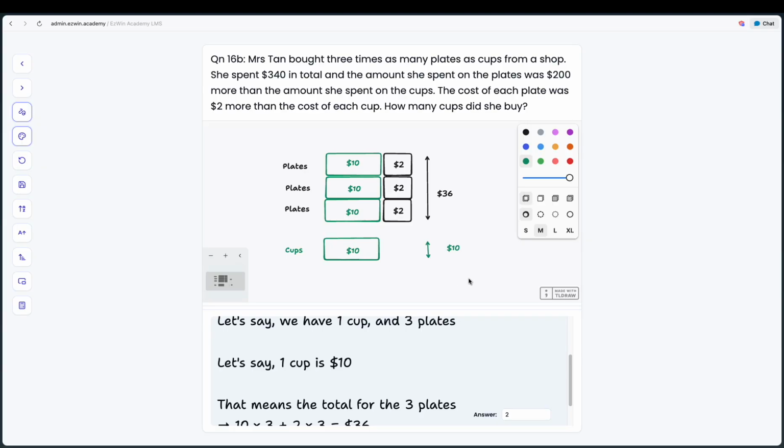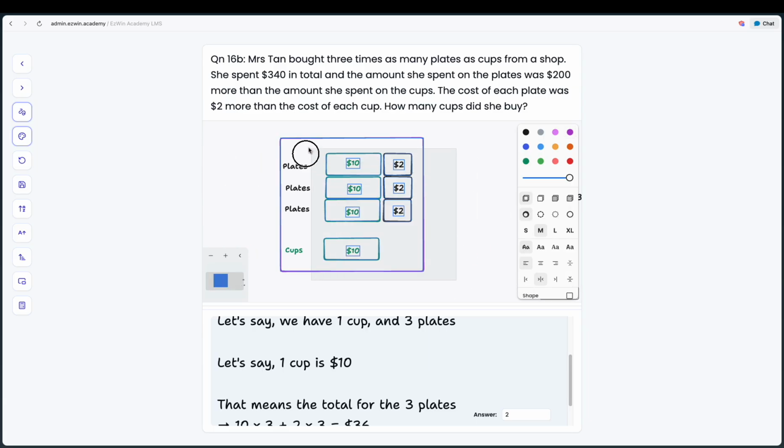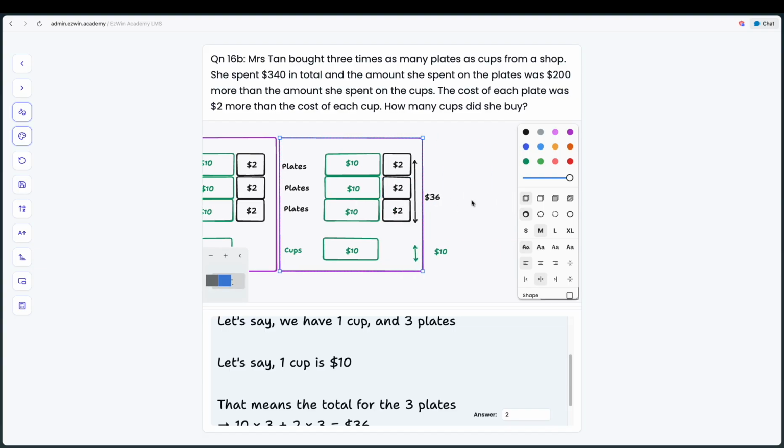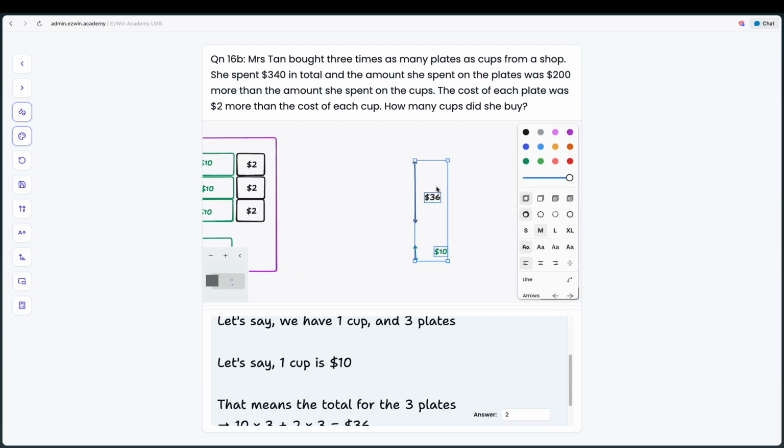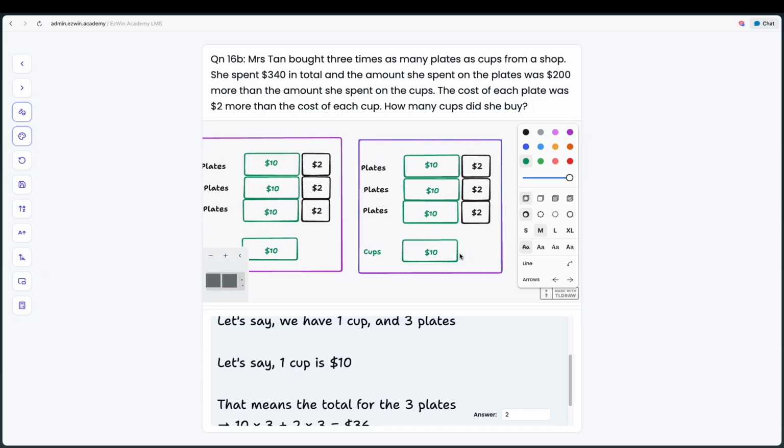We have 1 cup, 3 plates. What if we have a bunch of, this is one group, right? So I'm gonna put this in purple. So this is one group. What if we have another group? Another group of this, and we're going to put it over here. So I'm gonna stretch this out. So this group over here, just put it like this. So what's the total now?